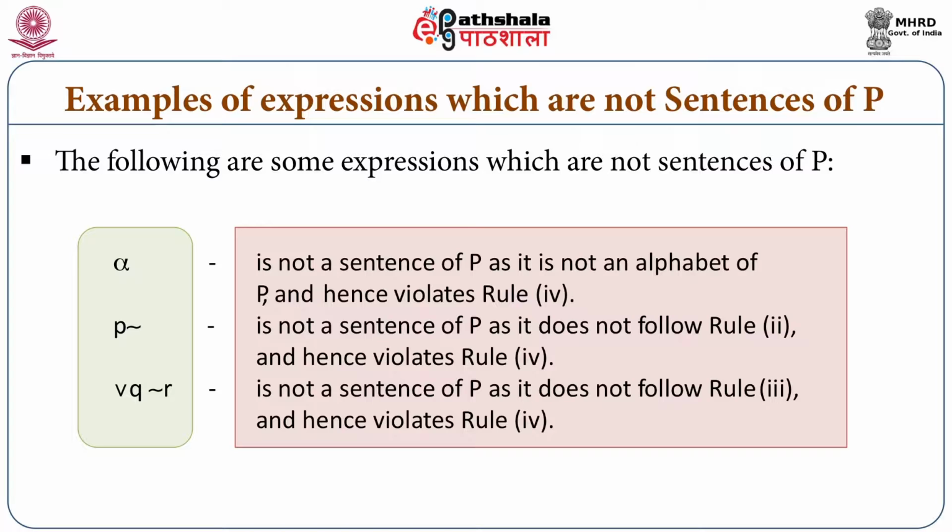Rather, it has violated rule number 4, which says nothing else is a formula unless generated by the application of rule number 1, 2, 3, 4. So rule number 1, 2, 3 says nothing about P followed by negation. Let us take a look at another example, which is not a formula or a sentence in our system: disjunction Q negation R.